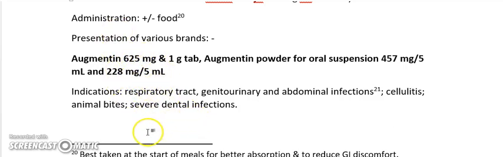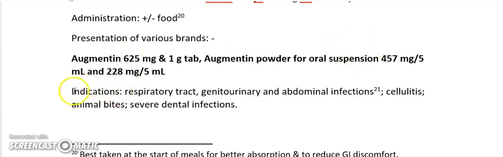And as mentioned in the footnote, it's better to take it at the start of meals for better absorption and to reduce GI discomfort. So remember we're talking about amoxiclav or Augmentin.